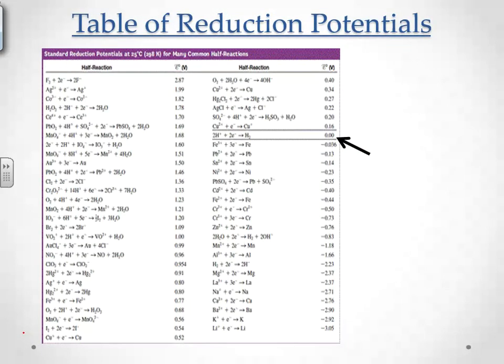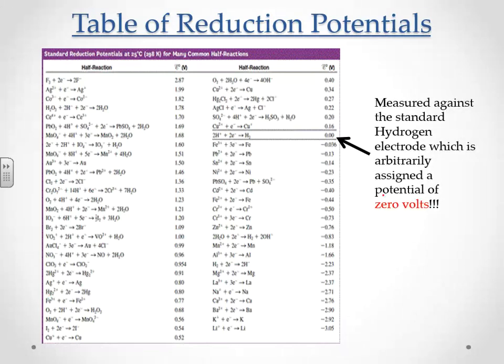Here we see a table of reduction potentials, and we will use these in some of our calculations in class. This is a table of standard reduction potentials, and as with all of our reference tables in the appendix of our textbook, these values are measured against a standard, in this case the standard hydrogen electrode. This is our reference point. Notice that the standard hydrogen electrode is arbitrarily assigned a potential of 0 volts.